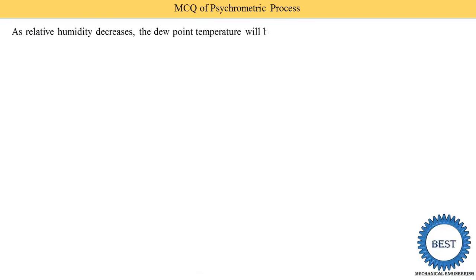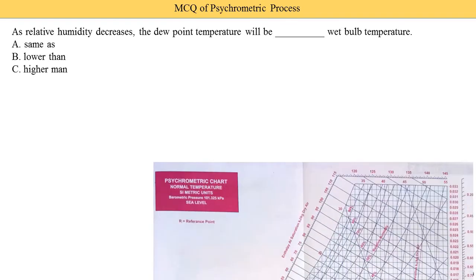As relative humidity increases, now here some difficult MCQs start, okay, you need to focus and you need to draw the various lines on the psychrometric chart, then you get the correct answer. Now what is it telling? As relative humidity increases, the dew point temperature will be, compared to the wet bulb temperature, equal, different, higher, or lower. That type of question is asked. So first we see the MCQ options: it is the same, it is lower, or it is higher than that. Now what is the answer?